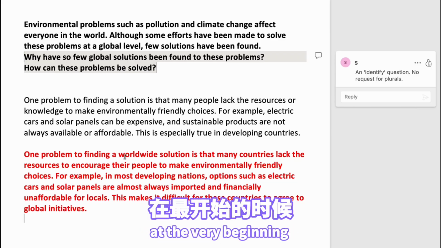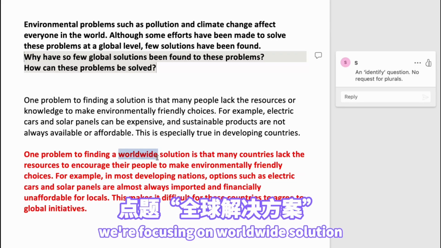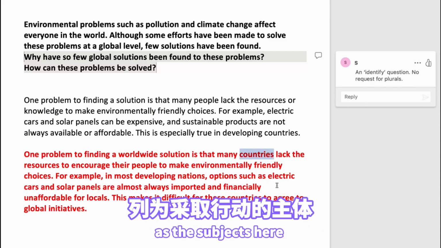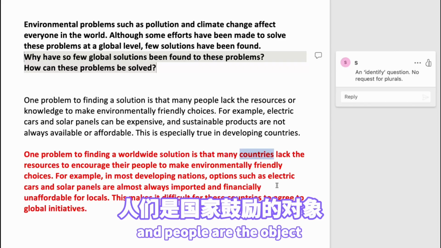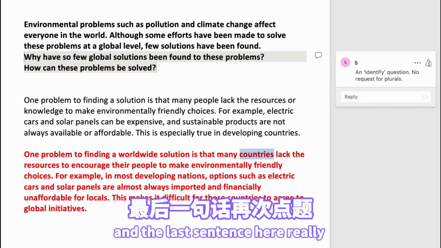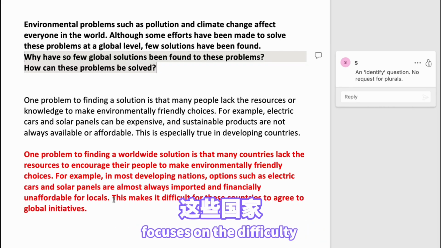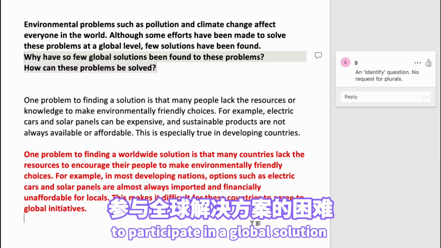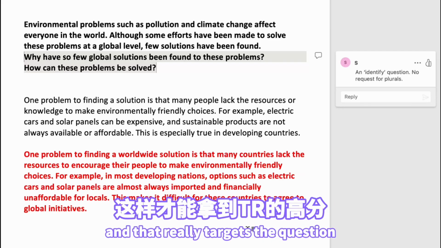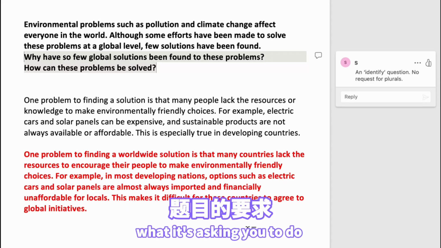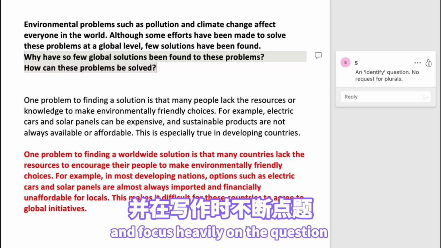So you can see here that at the very beginning, we're focusing on worldwide solution. And we are including countries as the subjects here that act, right? And people are the object being encouraged by their countries. And the last sentence here really focuses on the difficulty that it is for these countries to participate in a global solution. And that really targets the question. So just reminding you, really read the question, be very clear about what it's asking you to do, and focus heavily on the question.